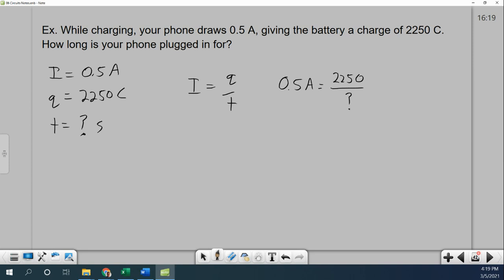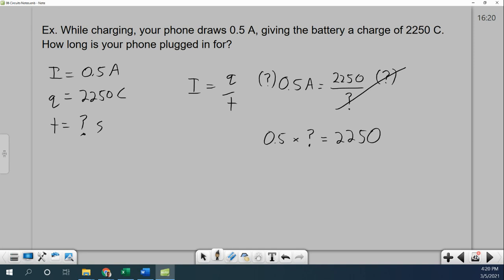Oh man, I got a question mark in the denominator now? How do I get rid of something in the bottom of a fraction? Well, it's the same rules. You multiply by it. I can multiply by a question mark if I want. But if I do it on one side, I got to do it on the other side. So what am I left with? 0.5 times, I don't know, equals 2250.